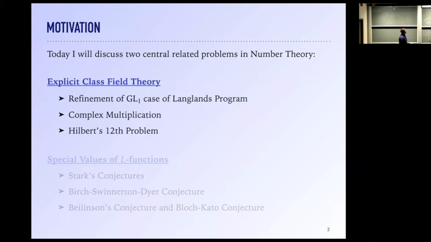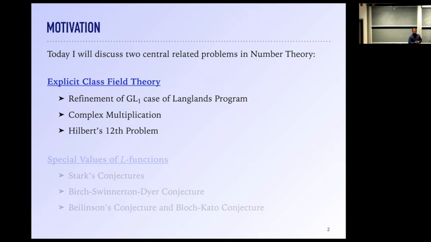So the two questions I want to talk about. The first is the question of explicit class field theory. For those who are fond of the Langlands program, this can be viewed as the simplest case of the Langlands program, the GL1 case, which from the Langlands perspective is completely solved via class field theory. But you can ask for a refinement, which is to make that explicit. And this generalizes classical results in complex multiplication. And it's been made famous by a very particular question in this direction asked by David Hilbert in his famed ICM address of 1900, in the 12th in his famous list of 23 problems.